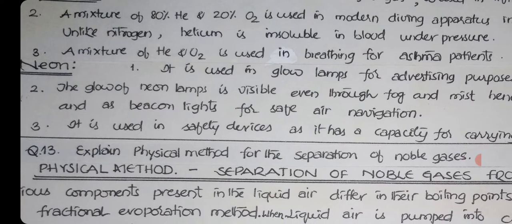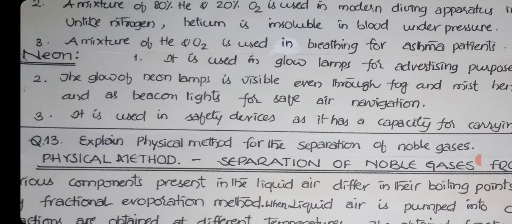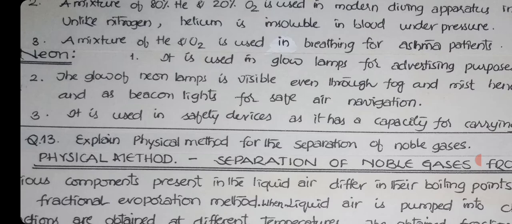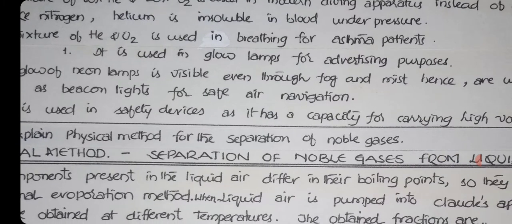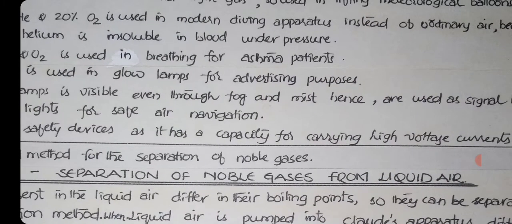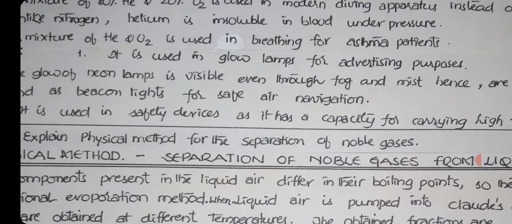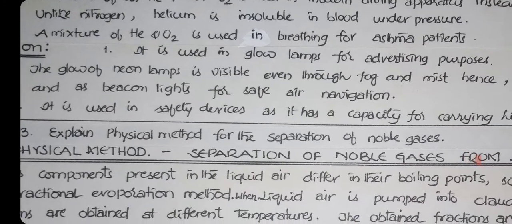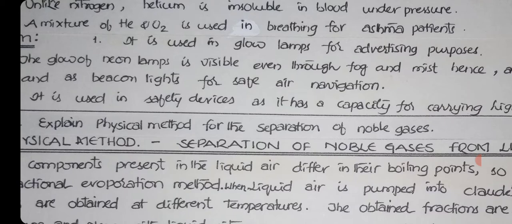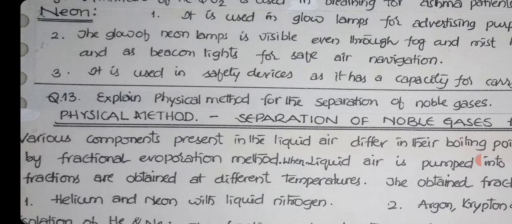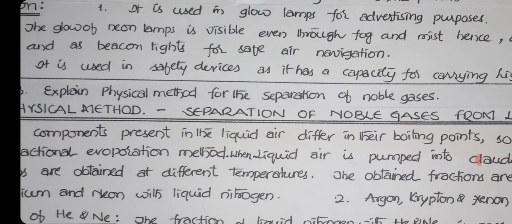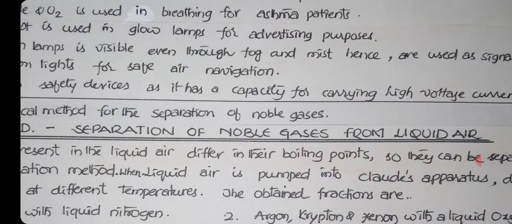Neon uses, it is used in glow lamps for advertising purposes. The glow of neon lamps is visible even through fog and mist, hence are used as signal lights and as beacon lights for safe air navigation. So you can say in aeroplane lights it is used, simple language. It is used in safety devices as it has a capacity of carrying high voltage.